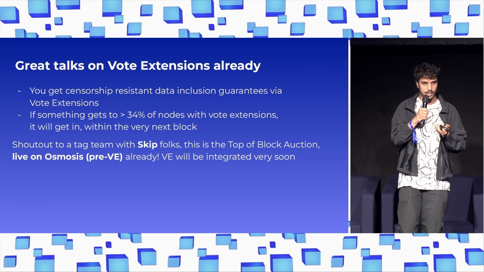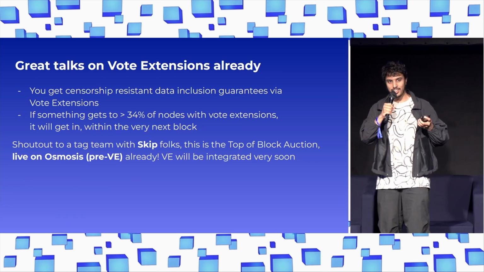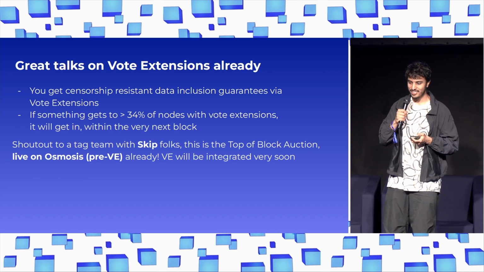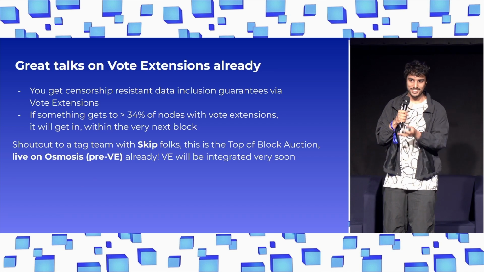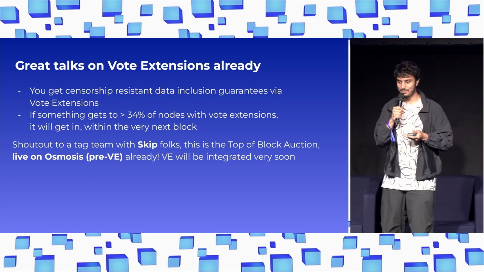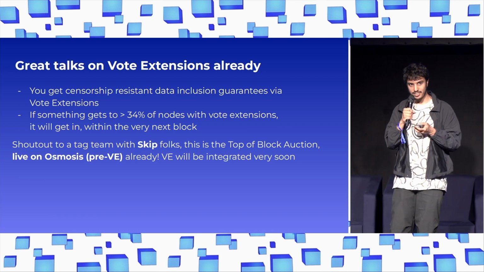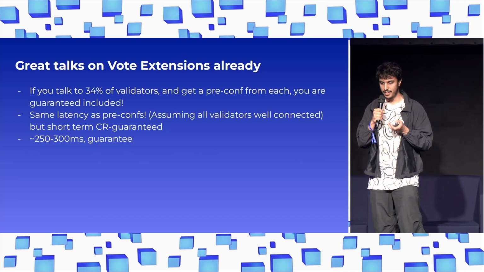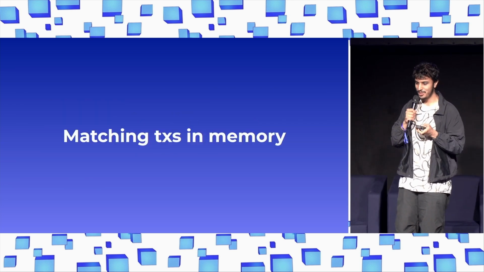OK, I see I have 5 minutes left, so I'm going to skip through this. We can get censorship-resistant pre-confs via vote extensions. The idea is every validator can contribute votes. I want to shout out to Barry and the Skip team for basically building this in Osmosis for the top of block auction. But I'm going to skip through this to go to the next thing. I'm going to skip the Bullshark study as well.